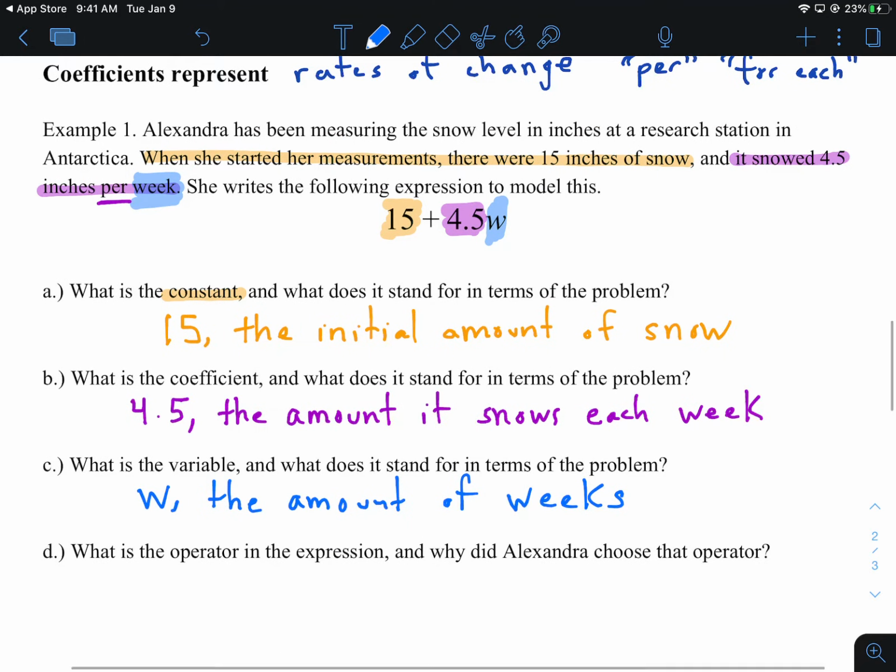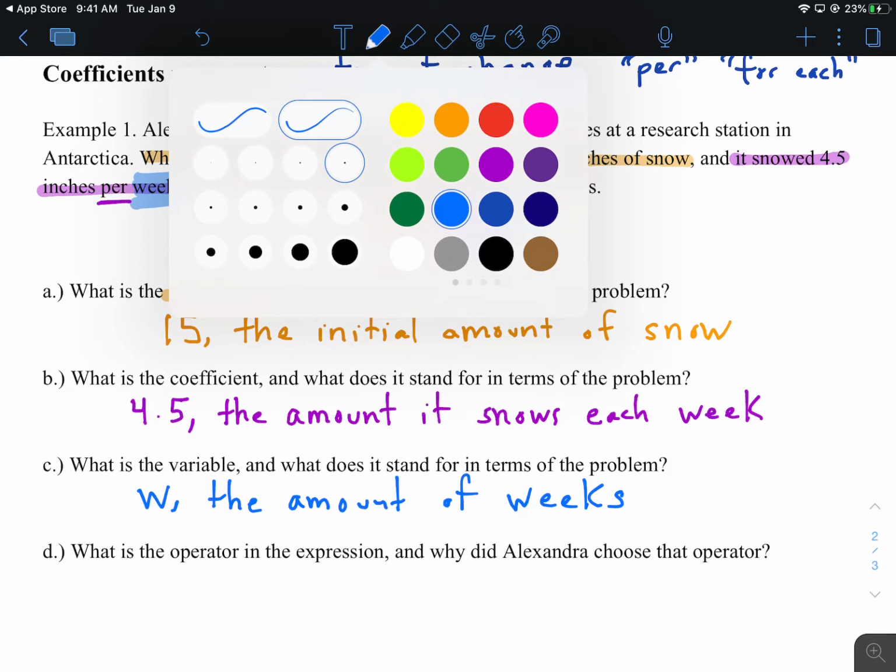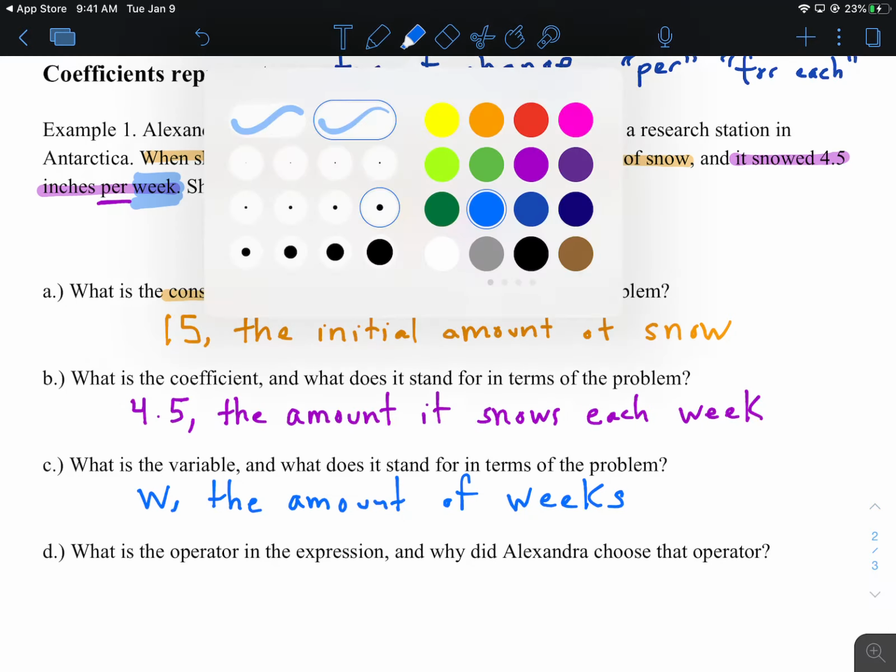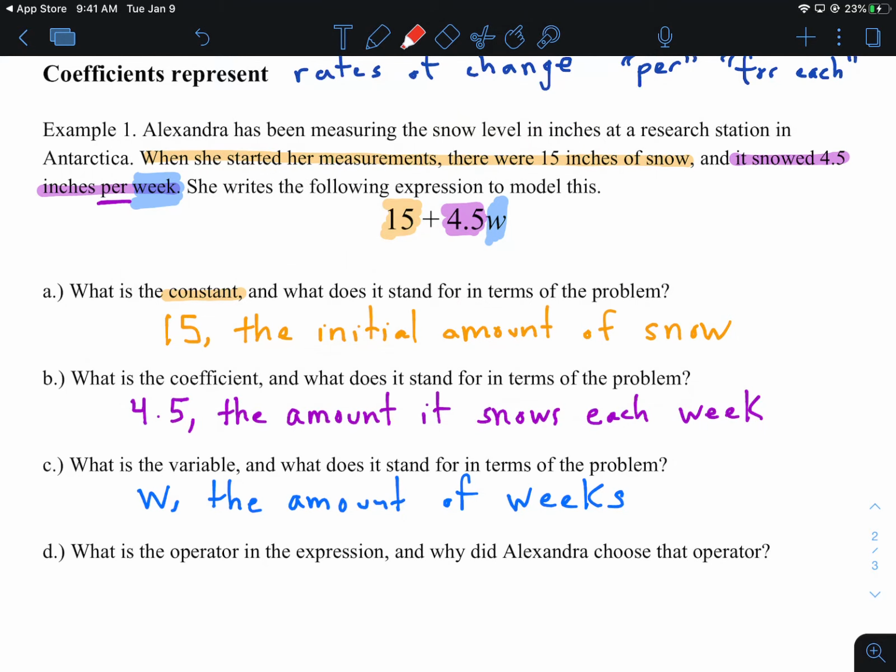Then we want to think about what is the operator in the expression and why did Alexandria choose that operator? Here's our operator. It's a plus. Let's think about what's happening every week. Well, as it snows, the amount of snow level is increasing. So it's a plus because the amount of snow is increasing.